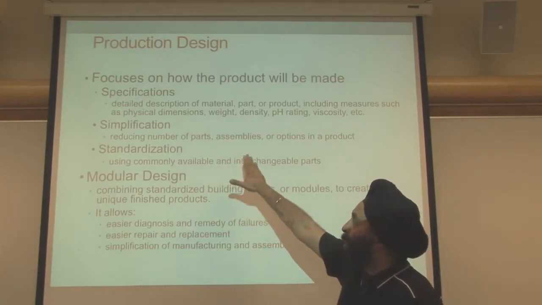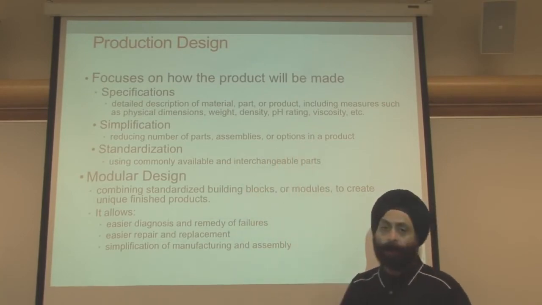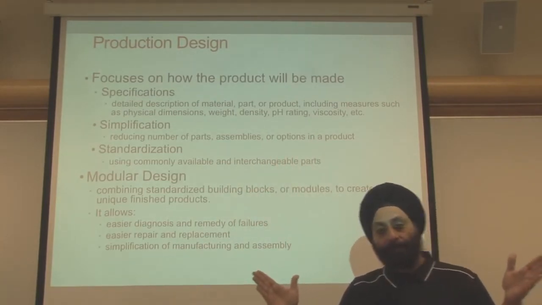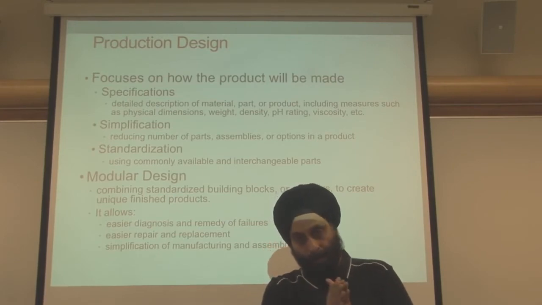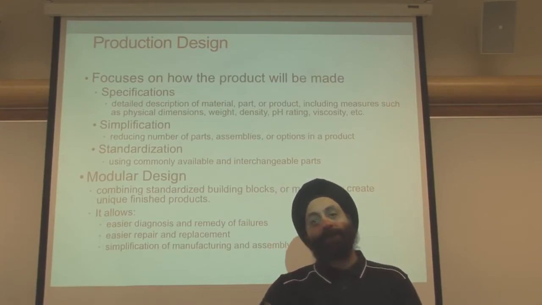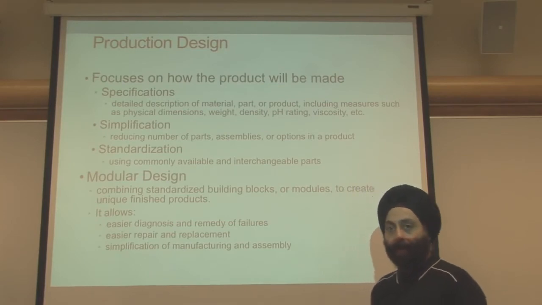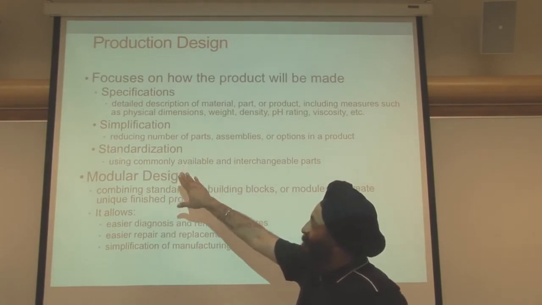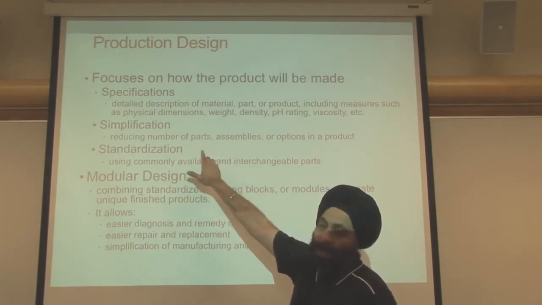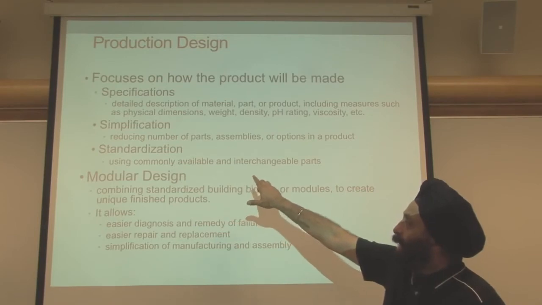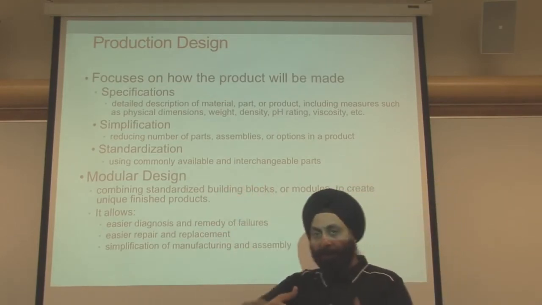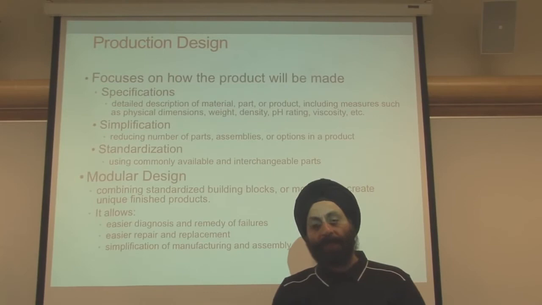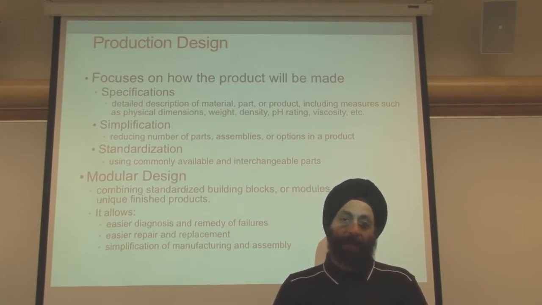Simplification: reducing the number of parts, assemblies, and options in a product so that you have the least amount of time taken to produce the product. So you can quickly ramp up to high production as needed. And the other reason for simplification is so that you end up using straightforward processes which everybody is familiar with and already trained in. So you don't have to have specialized training for producing these products.